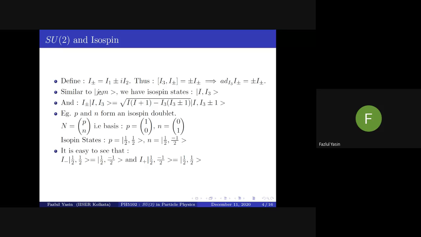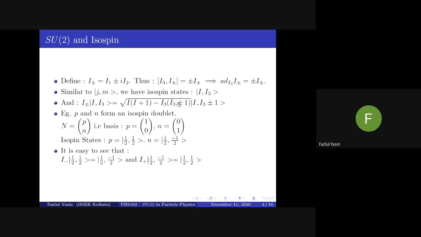Now, similar to how we found J and M, we can have isospin states in this manner, I and I3, where I3 represents the eigenvalues of I3, and I is the maximum value of I3. And the shifting operators are found to act on these states in this manner. I plus changes the I3 value by 1, and I minus reduces the I3 value by 1.